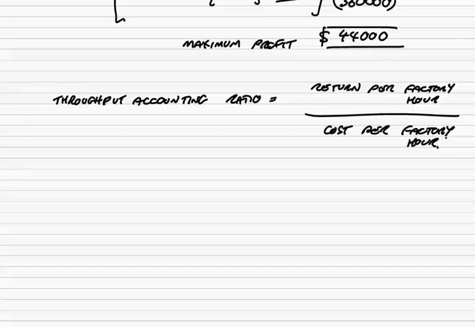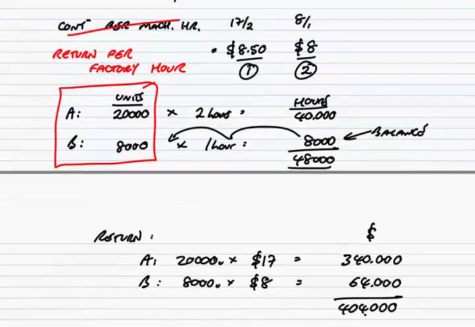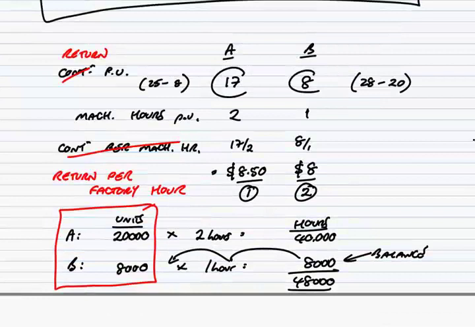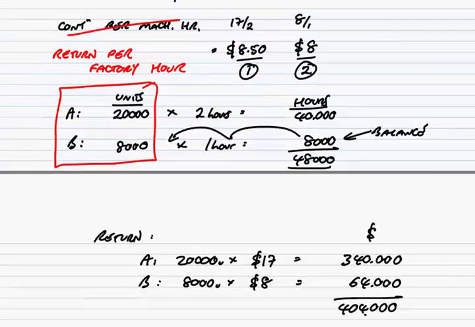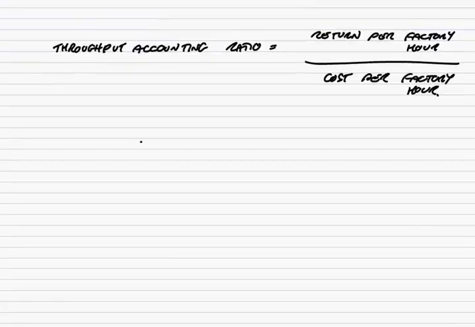Now, the return per factory hour, we've worked out above. If you look back, we looked at the return, effectively contribution, divided by the machine hours. We'd got a return per factory hour. Every hour used for A was $8.50. Every hour for B was $8. So we know what that is. However, to complete the ratio, we also need to know the cost per factory hour.